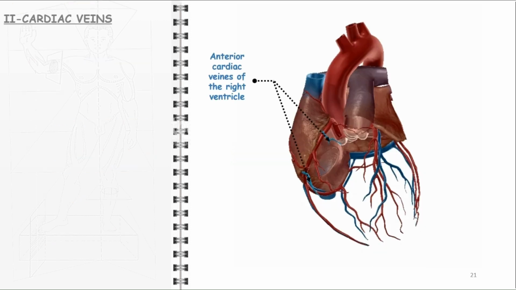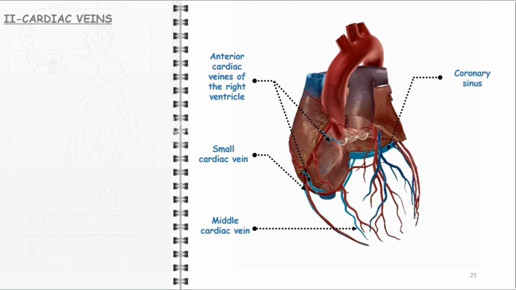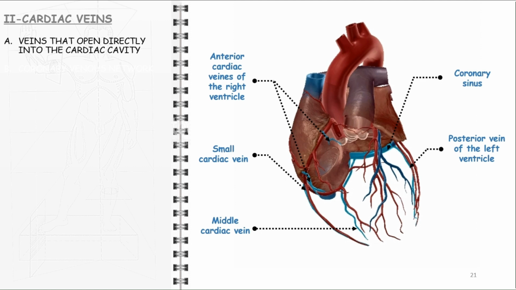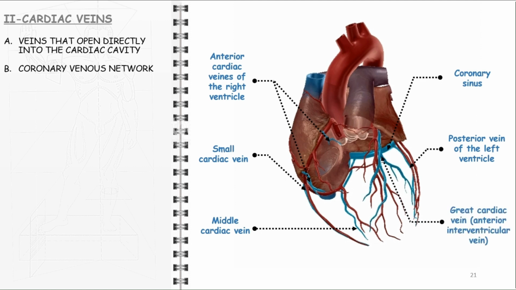Let's explore now the cardiac veins. The venous system of the heart is very rich. The modes of drainage allow for the distinction of two groups of venous networks: the veins that open directly into the heart cavity, and the coronary venous network.